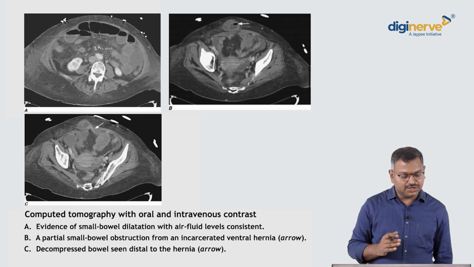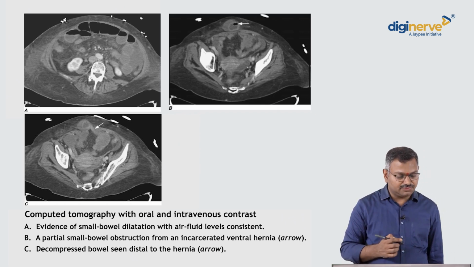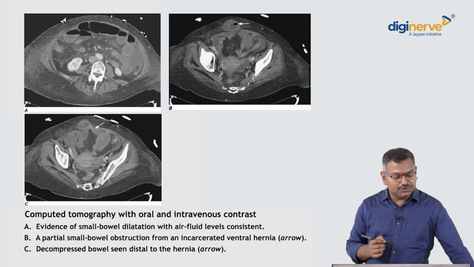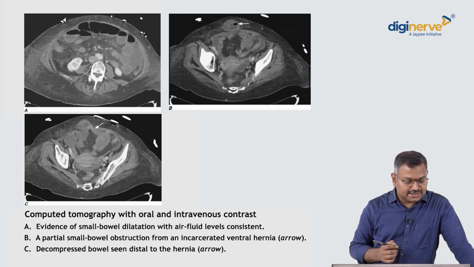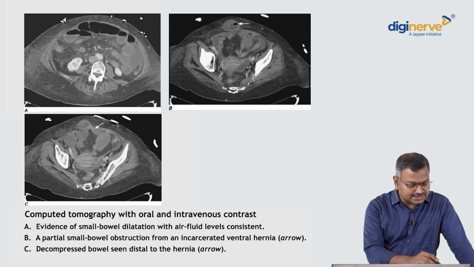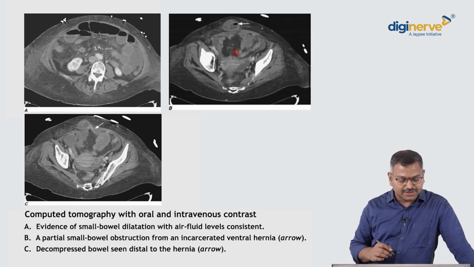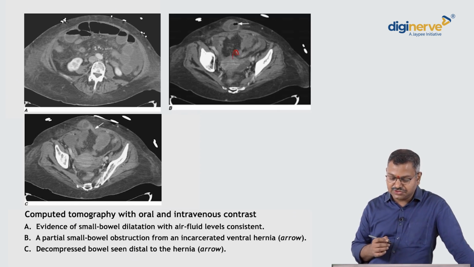So here you could see, in the films, multiple air fluid levels, and you do find that there is a partial small bowel obstruction in section B that you are seeing there. You would classically see that there is a partial obstruction, and on decompression it has cleared.